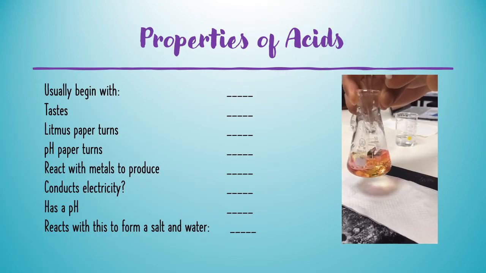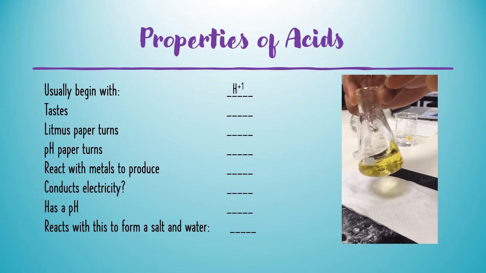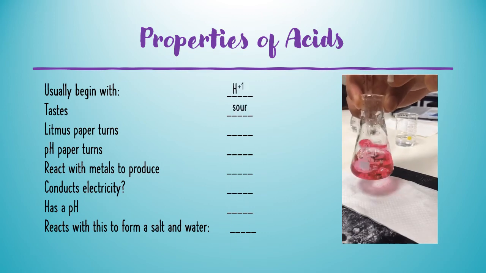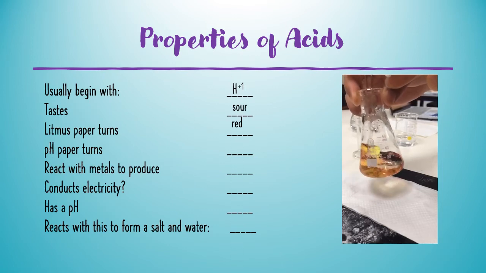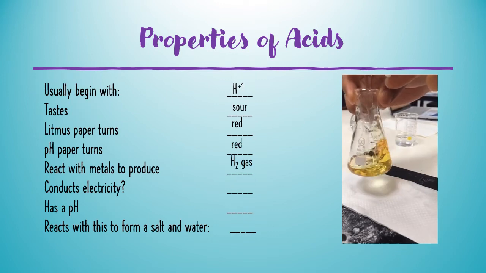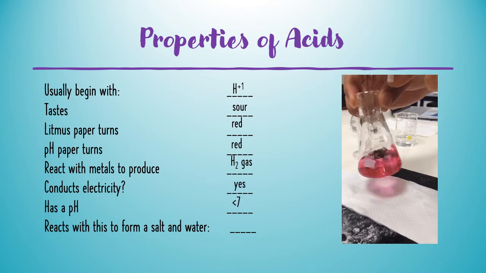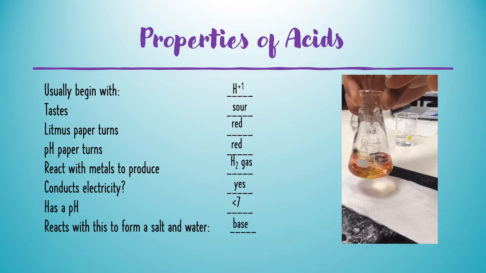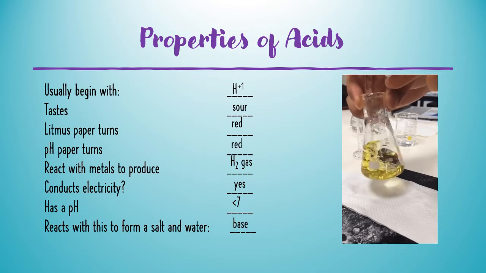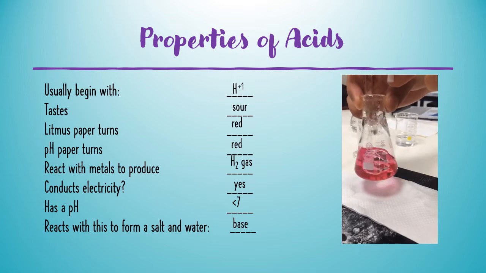So properties of acids. Acids usually begin with an H. They taste sour. They turn litmus paper red. They turn pH paper red. They react with metals to produce hydrogen gas, which is explosive. They will conduct electricity. They have a pH less than 7. And they react with a base to form salt and water.